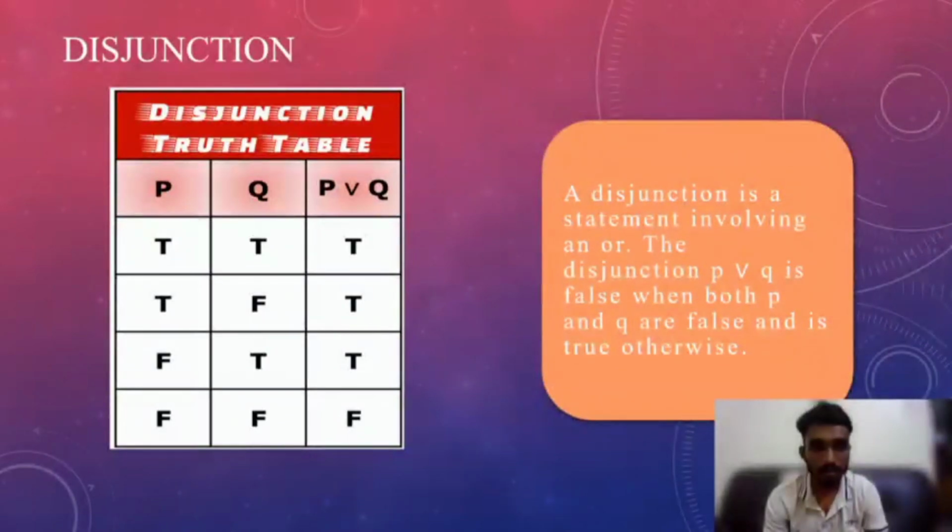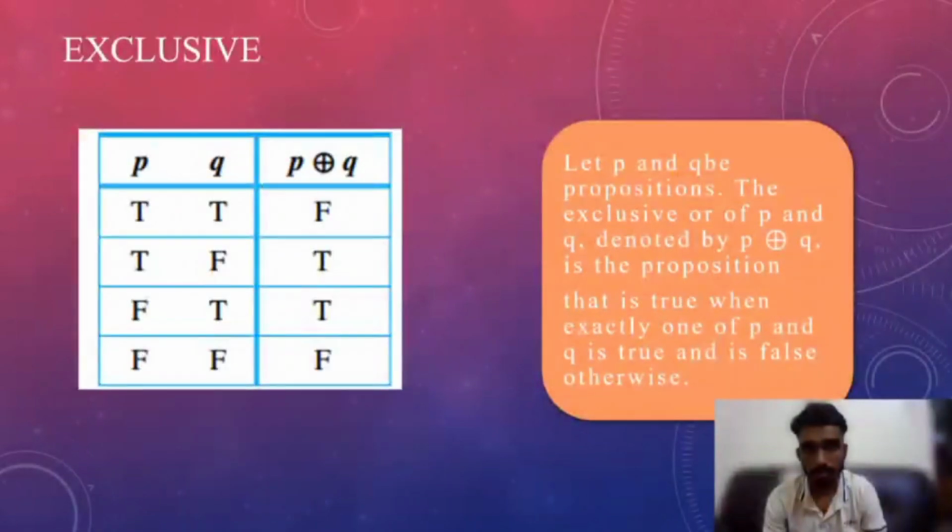Continue with disjunction. A disjunction is a statement involving the connective or. The disjunction P or Q is false when both P and Q are false and is true otherwise. Let P and Q be propositions. The exclusive or of P and Q, denoted by P exclusive or Q, is the proposition that is true when exactly one of P and Q is true and is false otherwise, which is known as exclusive or.